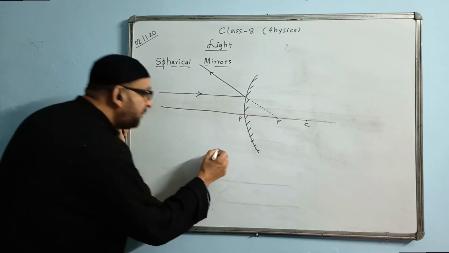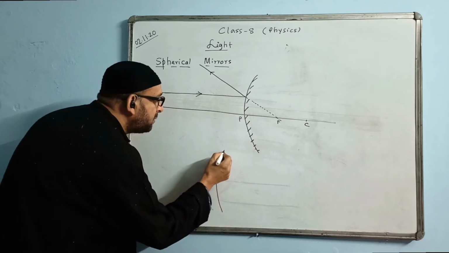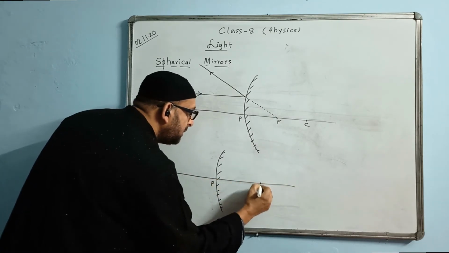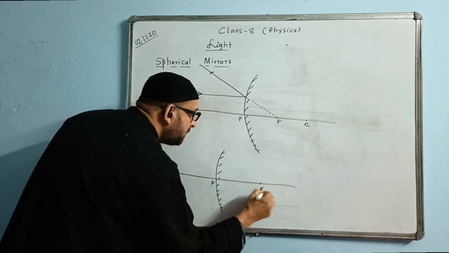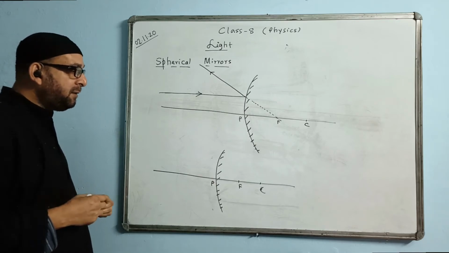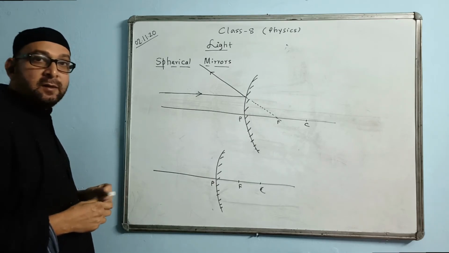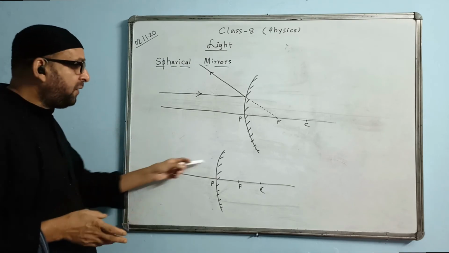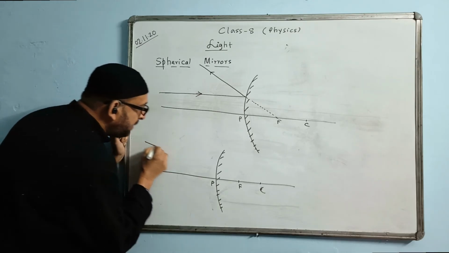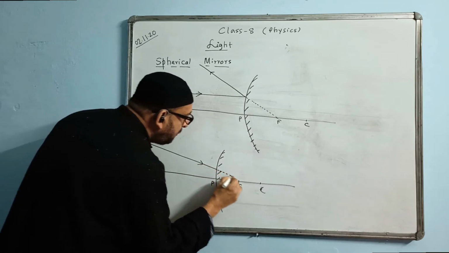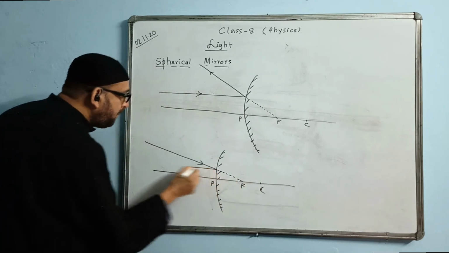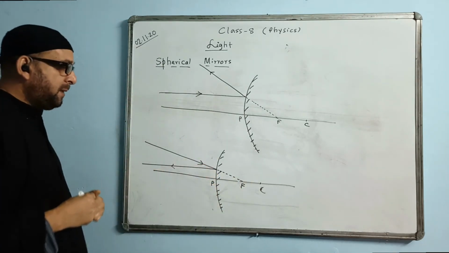Now the other way, how can we define the other property related to this one? This is polished. This is P. This is C. This is F. An incident ray, just the reverse of this, an incident ray which is appearing to pass through F, after reflection from the mirror will become parallel to the principal axis. For example, if a ray of light is coming like this, which is appearing to pass through F, after reflection it will become parallel to the principal axis.